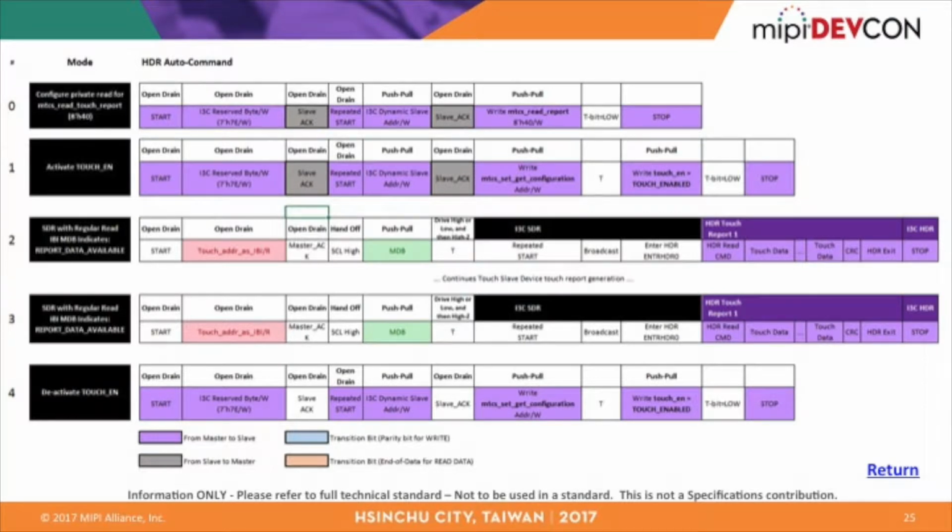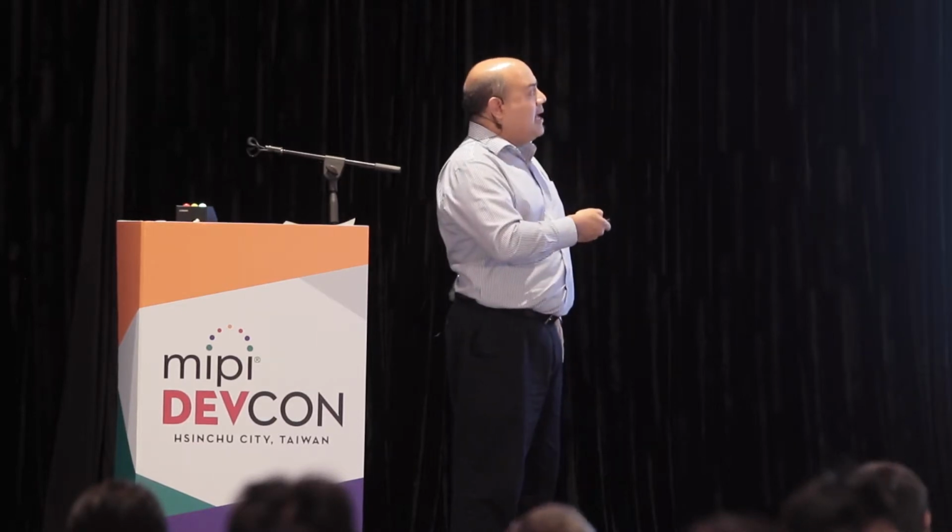So again, let me summarize. This is called HDR auto command mode. It is new for the touch standard. In HDR auto command, you receive an in-band interrupt followed by a mandatory data byte, MDB, which tells the slave to switch from SDR to HDR mode, from standard data rate to high data rate mode, with no interaction with the CPU processor. It's all handled at the host level, greatly improving your latency and throughput and power.